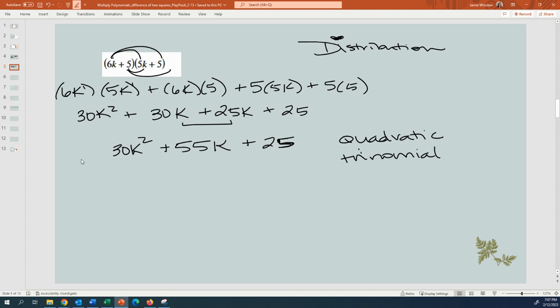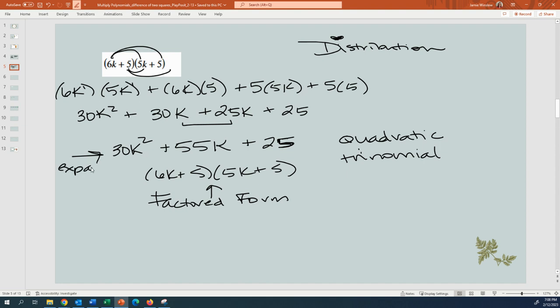So see, we took this polynomial and got it from this. You can see that the opposite of multiplying, or the opposite of distribution, is factoring. So this is the factored form right here. So we're going to do a lot of going in between the two different forms, the expanded polynomial form and the factored form.